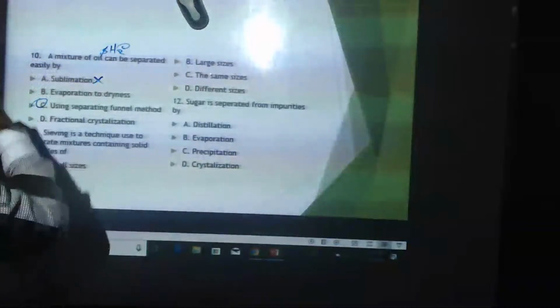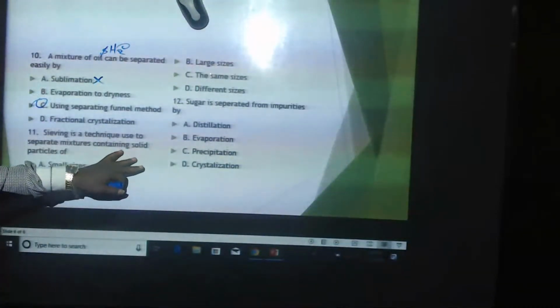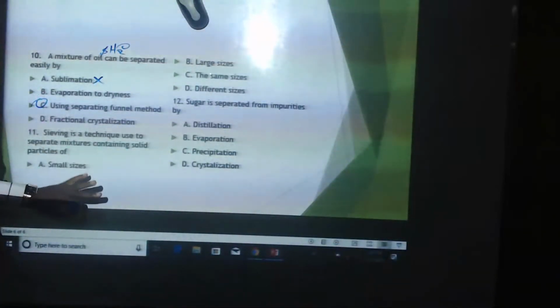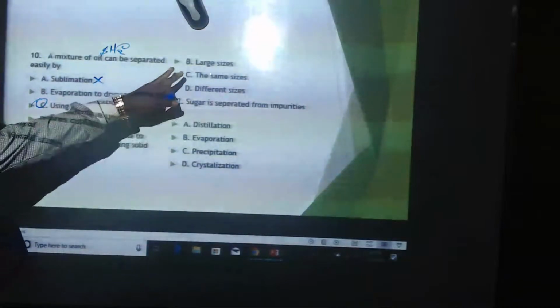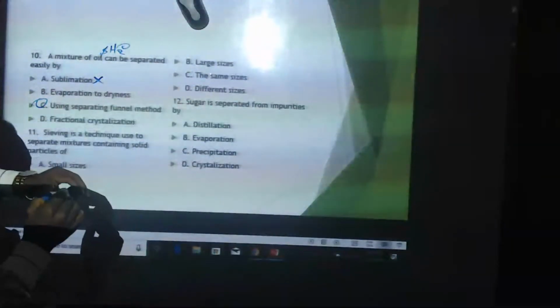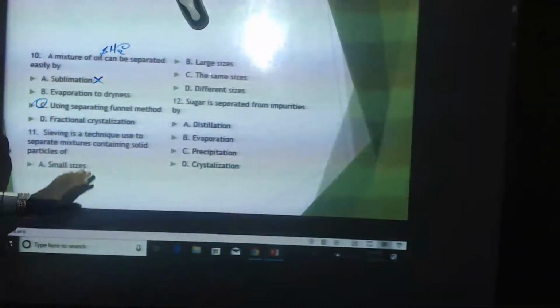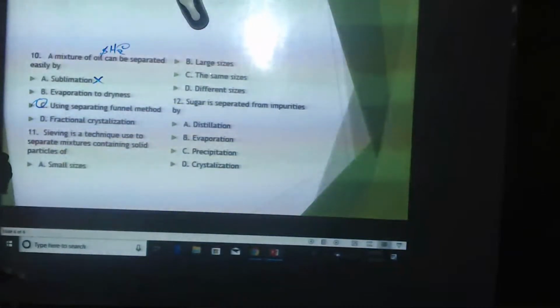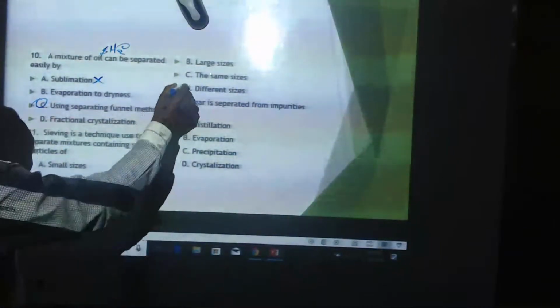Then the next question says, sieving is a technique used to separate mixtures containing solid particles of small sizes, large sizes, same sizes, or different sizes. Remember vividly I said sieving is used in separating mixtures of different sizes.